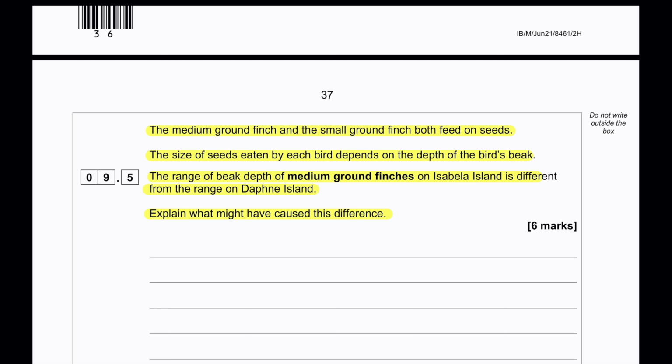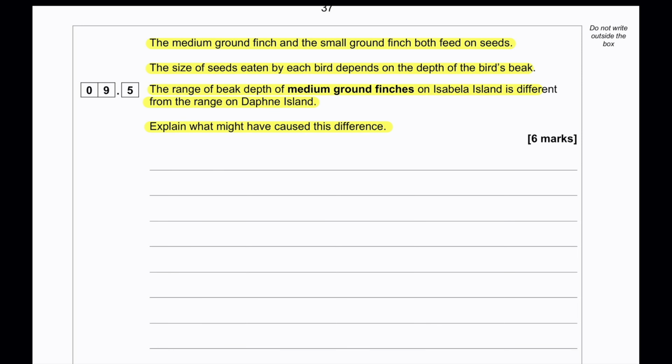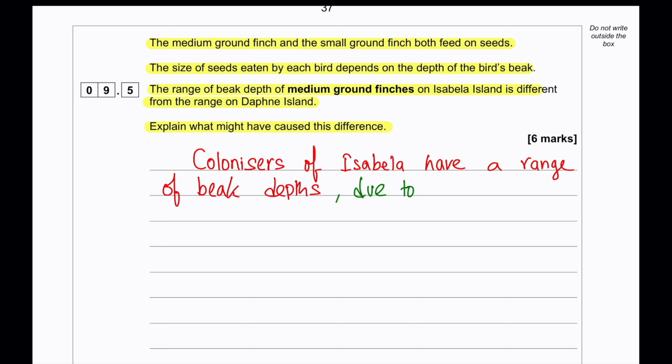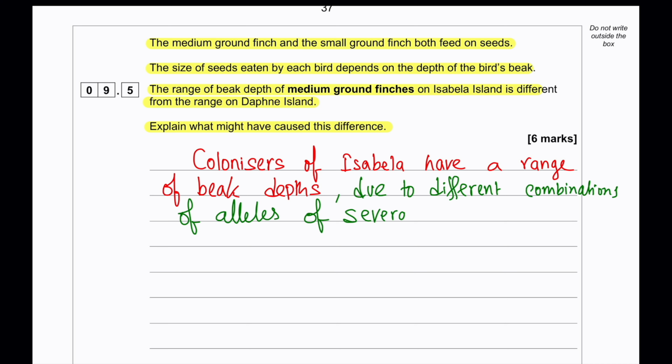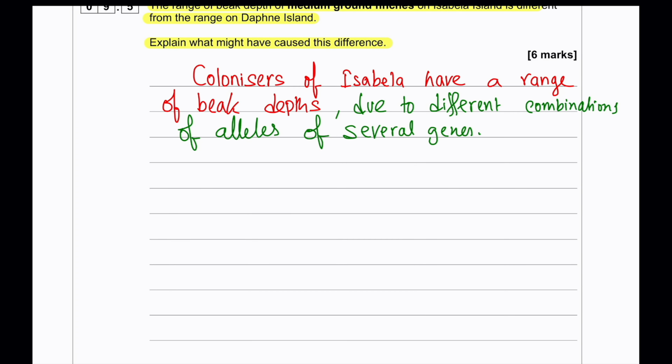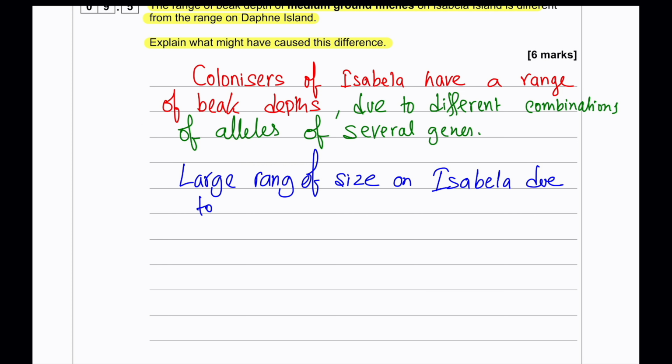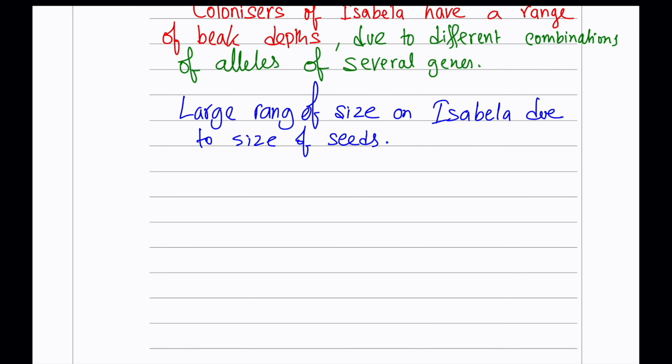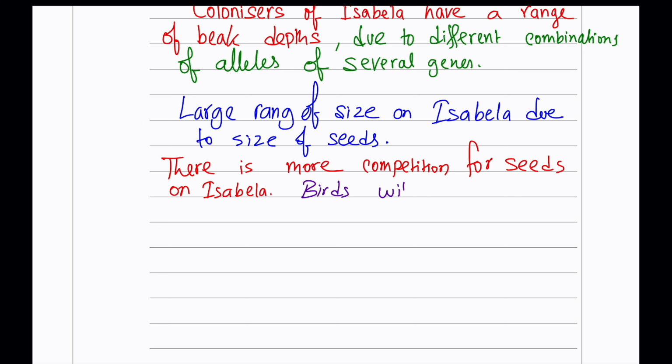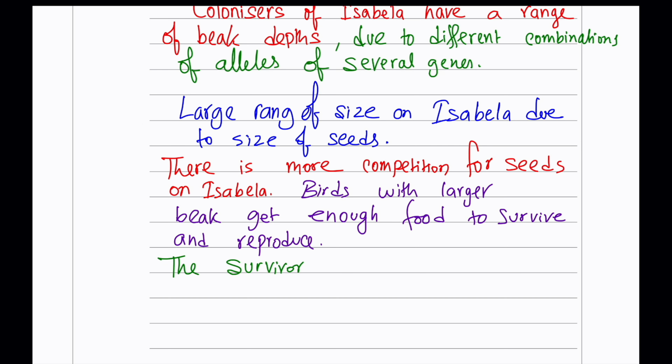So the answer can be given as follows. The colonizers of Isabella have a range of beak depths due to different combinations of alleles of several genes. Large range of size on Isabella is due to the size of the seeds available on Isabella. There is more competition for seeds on Isabella, so birds with larger beaks get enough food to survive and reproduce, and the survivors then pass on the beneficial alleles to the next generation.